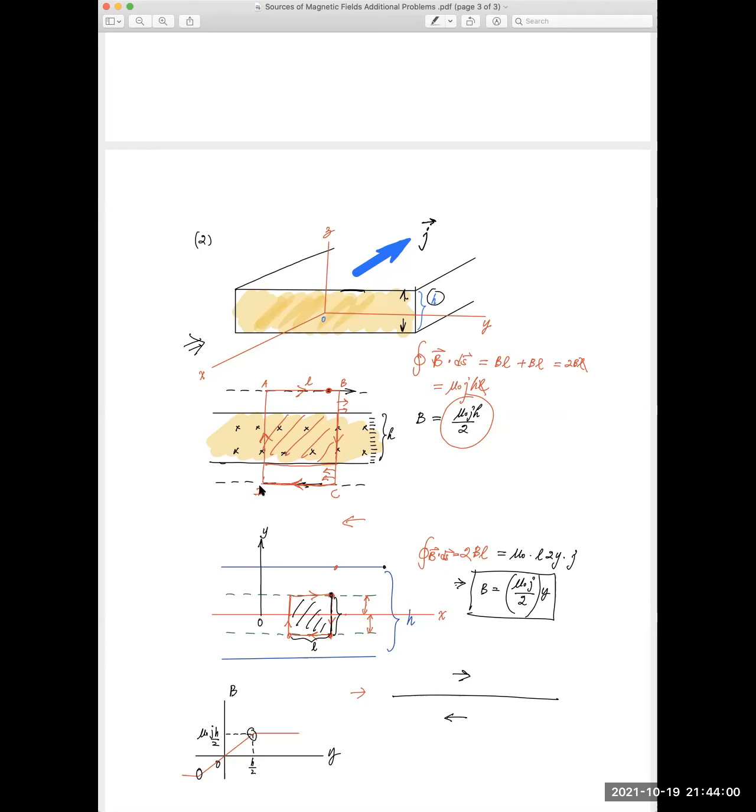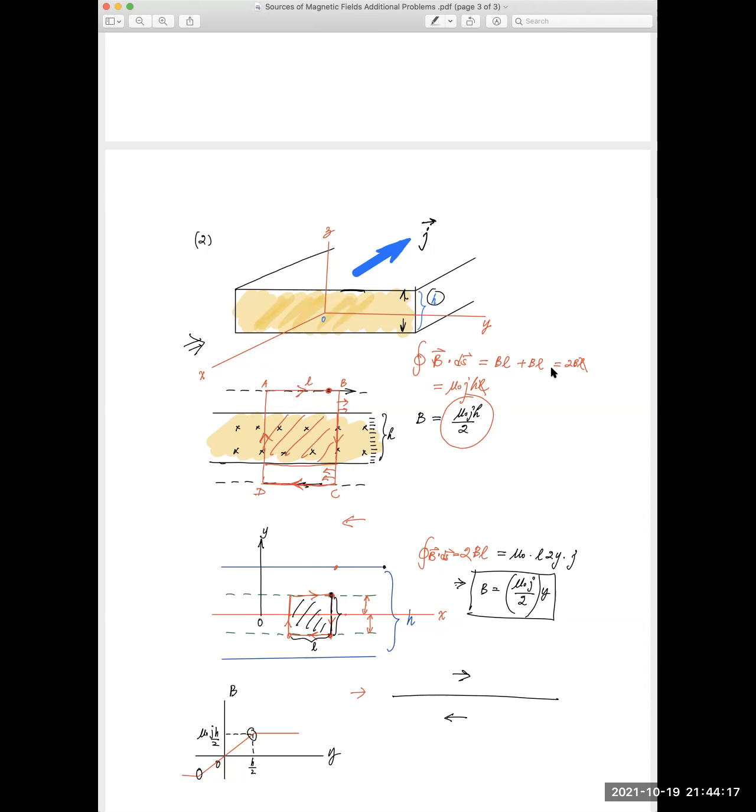Same thing can be said from D to A. The integral is also 0. Now from C to D, the field points this way, ds also points this way, and the field is uniform, so it's just again B times L. So overall, for the entire loop, the integral is 2BL.